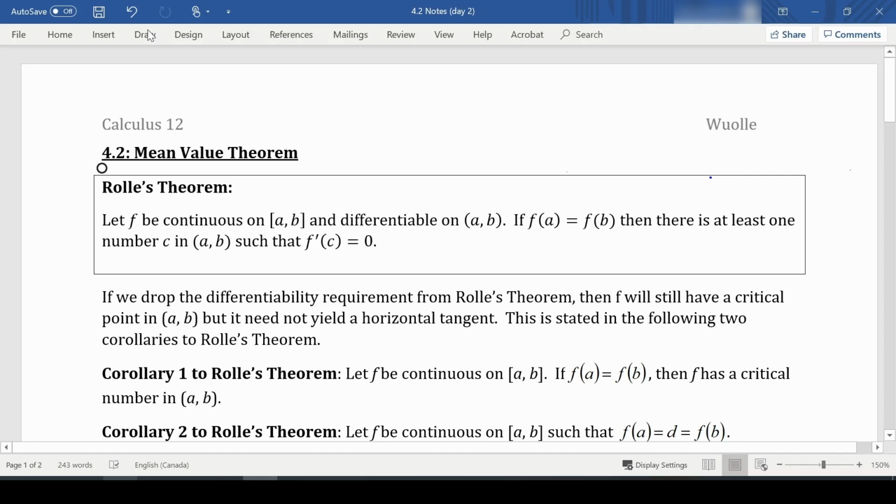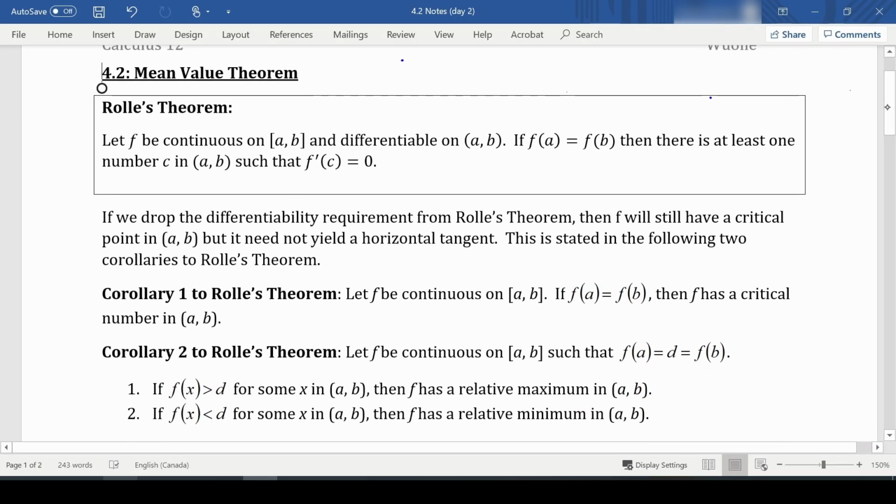Hello and welcome to our next lesson, which is section 4.2, the mean value theorem. Now we're going to be looking at a little bit of a lead up to the mean value theorem here by starting with something called Rolle's theorem. Rolle's theorem says if f is continuous on a closed interval [a, b] and differentiable on an open interval (a, b), and if f(a) equals f(b), then there is at least one number c in (a, b) such that f'(c) equals 0.